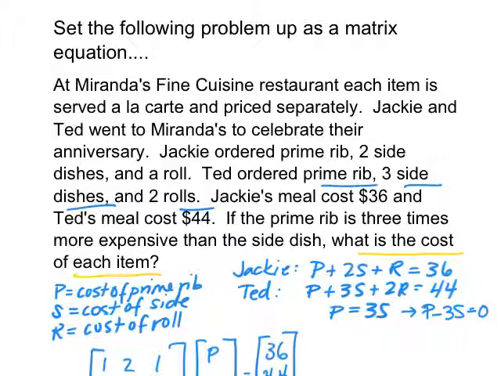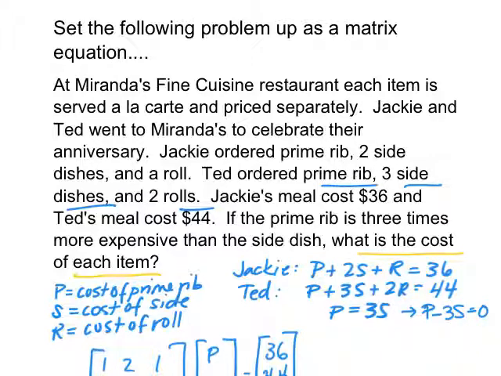And then we have Jackie's equation here. Jackie ordered a prime rib, 2 side dishes, and a roll, and her cost was $36. Ted ordered a prime rib, 3 side dishes, and 2 rolls. His cost was $44. And so we only have 2 equations there, but it says the prime rib is 3 times more expensive than a side dish. So the prime rib is 3 times the cost of a side dish. But you can't leave it like that. You need to have the variables on the same side. So I subtract the 3S and it equals 0.